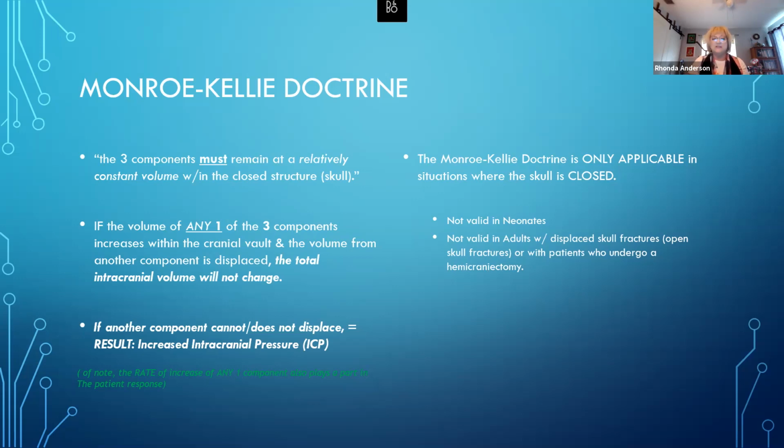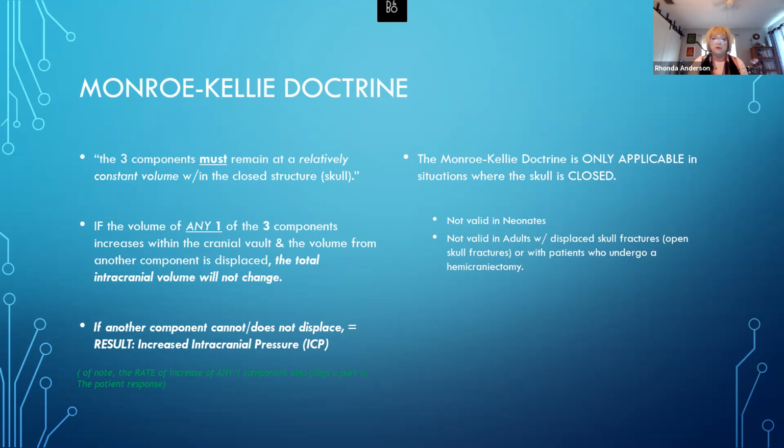So, for instance, if there's an increase in brain tissue, then to maintain the intracranial pressure within a normal level, one of those volumes has to be diminished. So you may have decreased blood flow, or you may have extra reabsorption of CSF so as to maintain a normal intracranial pressure.